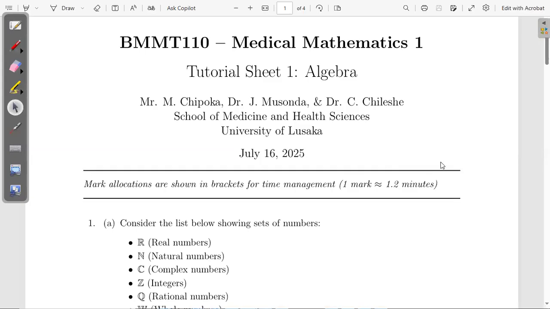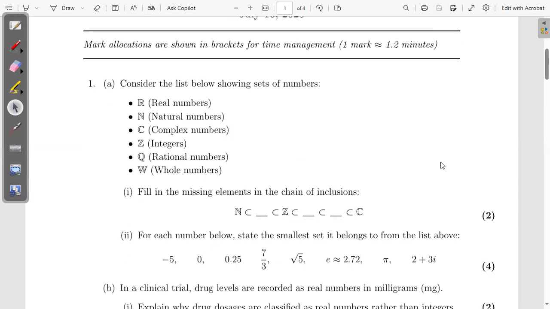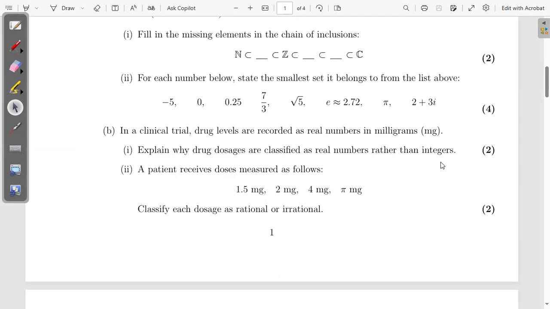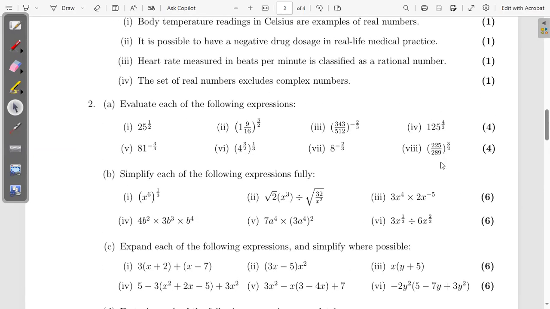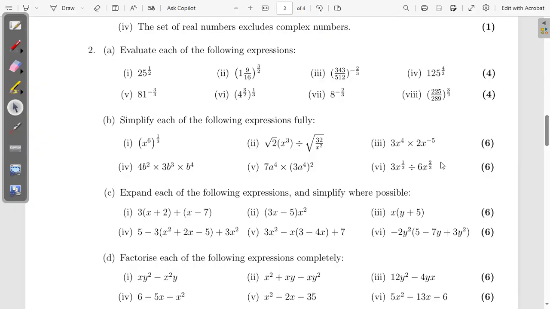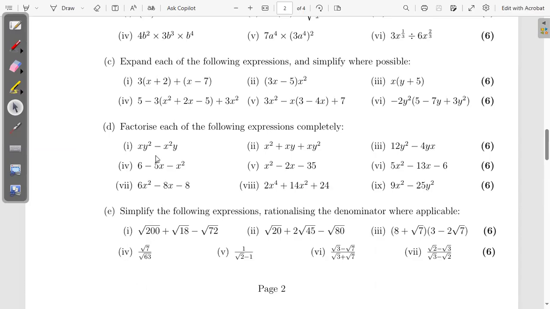Okay, so last time when we were looking at tutorial sheet 1, we did question 1, and we also did question 2, part A, and part B. So in today's class, we'll continue from there. We're going to look at part C, part D, and part E.